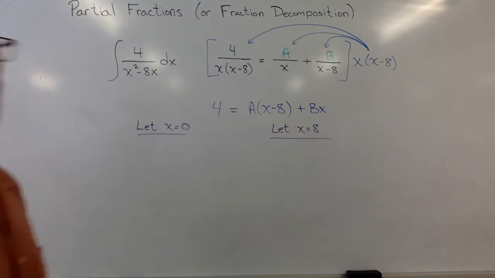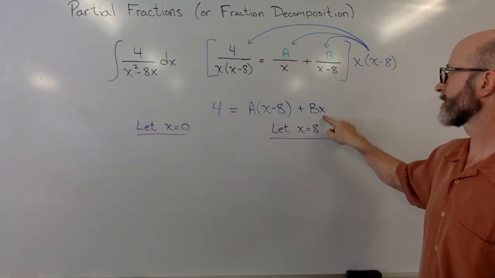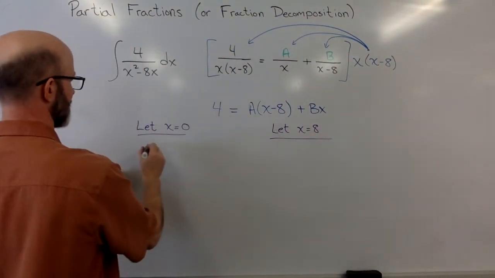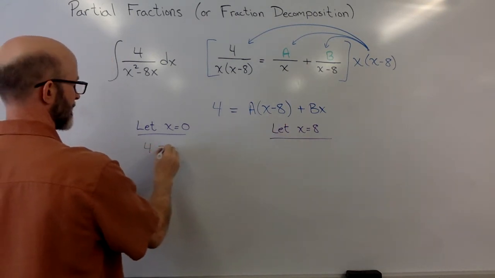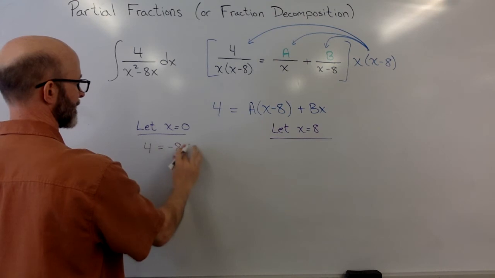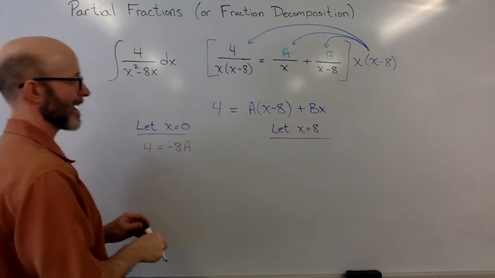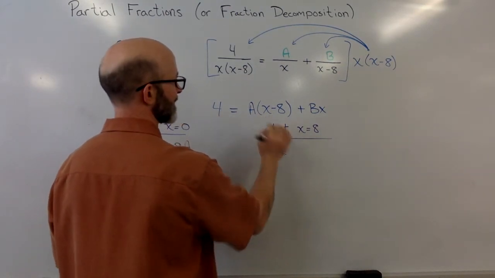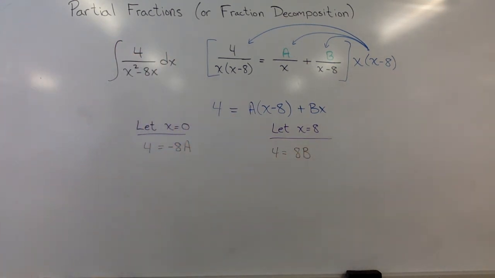If you picked out 0 and 8, you are a smart little bumblebee. Plugging in 0 is going to eliminate b altogether, and that will allow us to figure out that this side is going to be 4 equals -8a plus 0. If you picked out 8, that also works great because now I'm going to get 4 equals a times 0 plus 8b. And now I can solve for a and b.